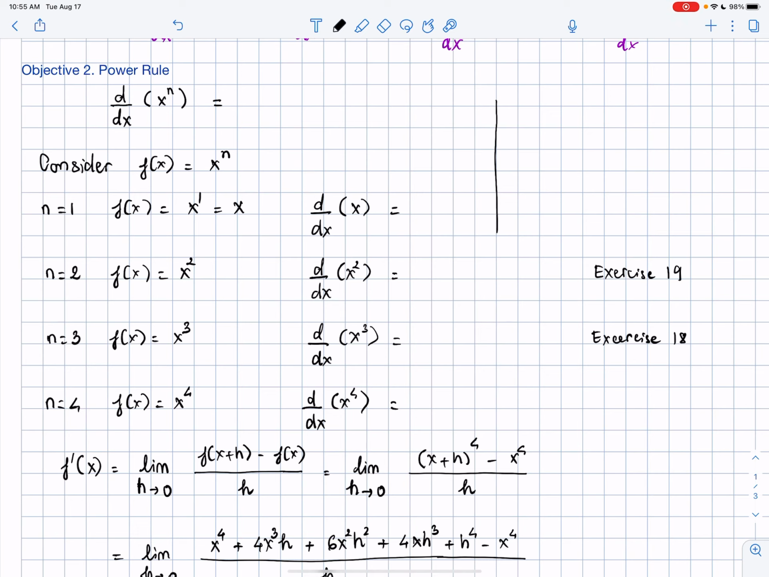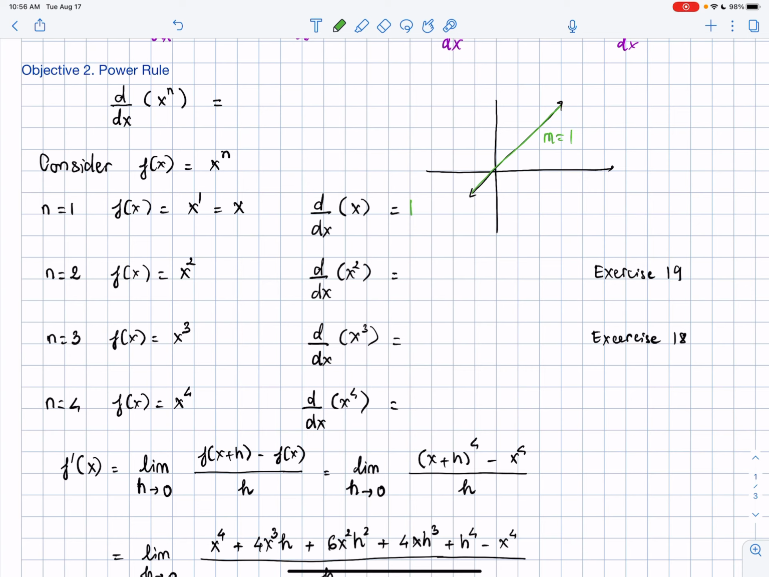So the graph of f of x equal to x is like this. The tangent line to this function is the same as the graph of this function, so it will be like this also. And the first derivative is the slope of the tangent line. So the slope of the tangent line is m equal to 1. Now if n equals 2, we get f of x equal to x squared.